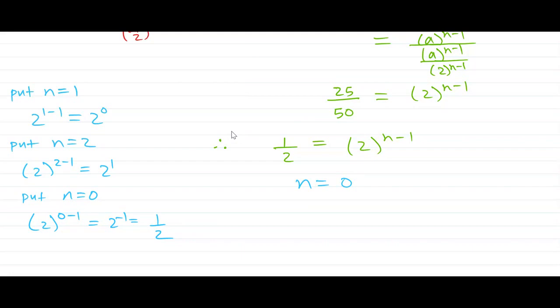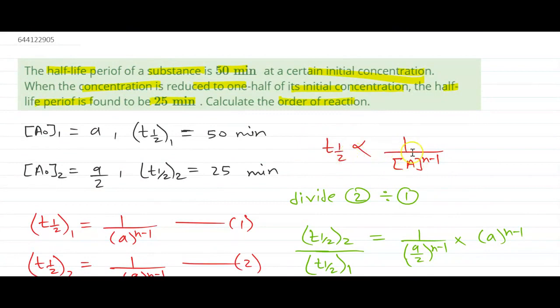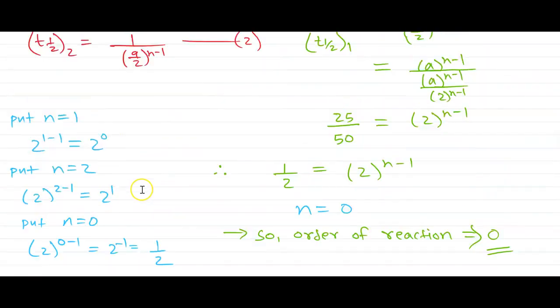So now they have said that we have to find the order of the reaction. Here n is the n in T half proportional to 1 by A raised to power n minus 1. So in this equation, n represents the order of the reaction. So here the order of the reaction comes out to be 0. Order of reaction will be equal to 0. Okay, I hope this answers your question. Thank you.